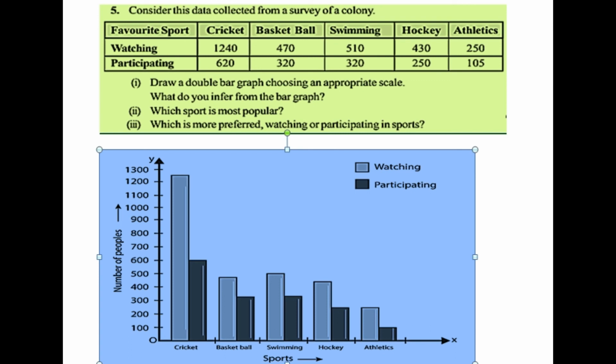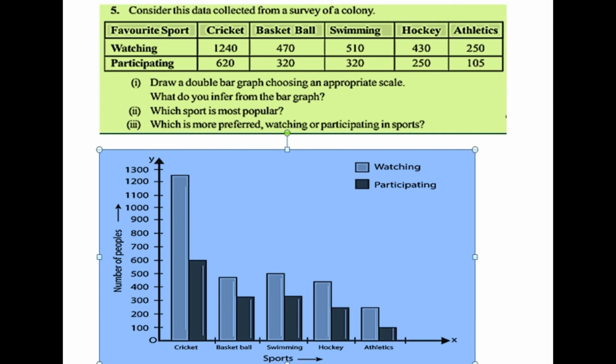Okay, same way you have to draw for basketball, swimming, hockey, and athletics. So here you see, watching in blue color, participating in dark gray. Clear? So easily you can draw the graph. You draw the graph in the graph sheet and cut it and paste. Clear? Now you answer the following questions. Draw a double bar graph choosing an appropriate scale. This one, clear? We have drawn.